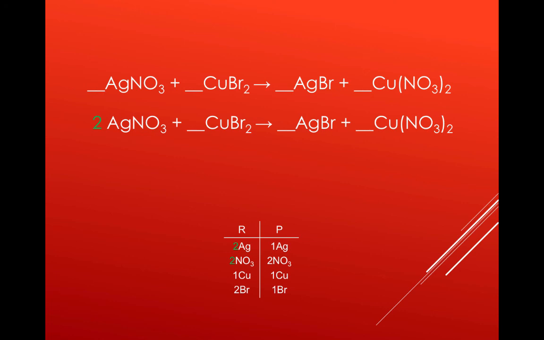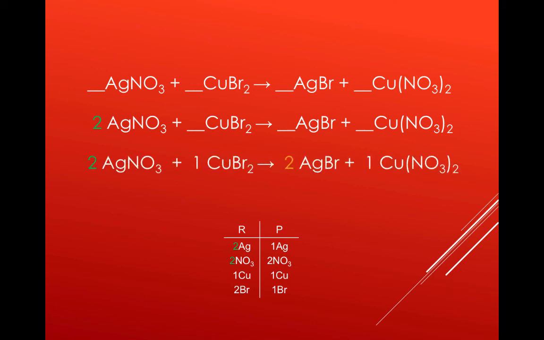To correct for this, we'll put a 2 in front of AgBr. That will change our Ag and Br on our product side to 2 each. Our equation is now balanced at 2, 1, 2, 1.